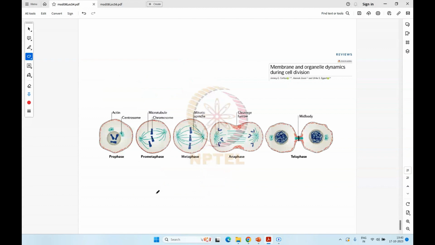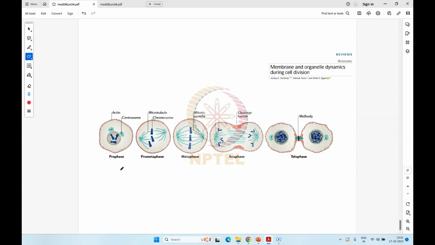The pulling apart of the sister chromatids occurs due to microtubules. The centrosome will release microtubules which are going to latch on to these chromosomes, whereas the actin cytoskeleton has a different function. It still protects the cortex of the cell.